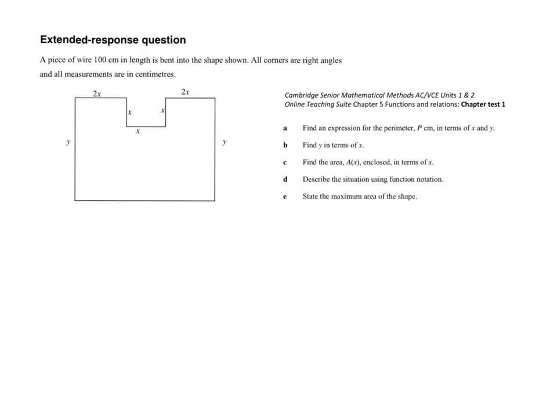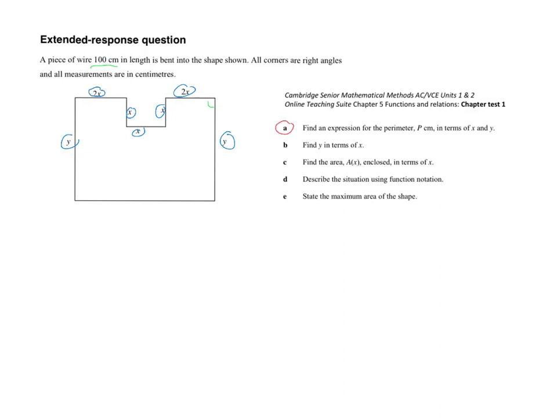Okay, a piece of wire 100 centimeters in length is bent into shape and all corners are right angle triangles, and the measurements are in centimeters. So part A, find the expression for the perimeter. The perimeter would be when we add up all the sides. So we'd have that side, this side, we'd add all of these up.